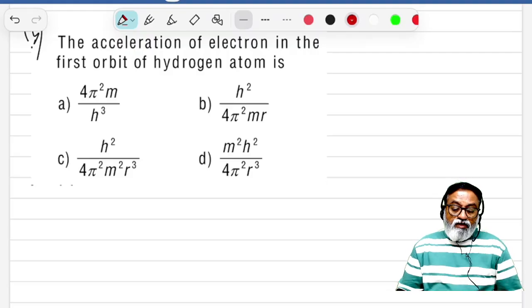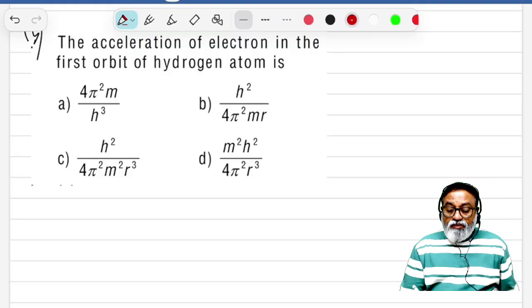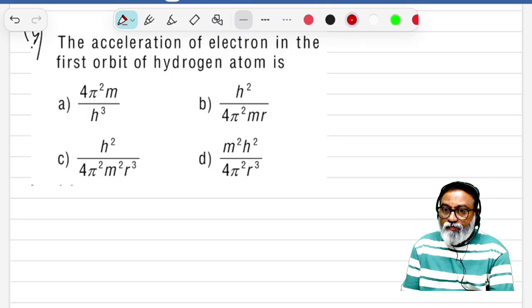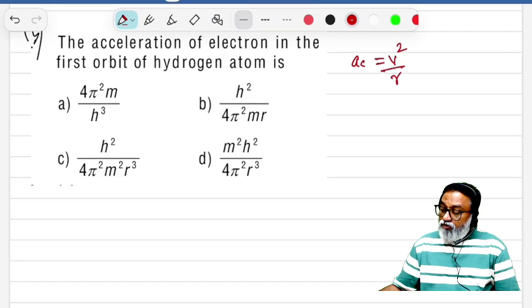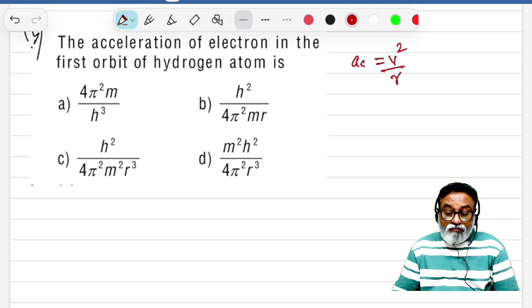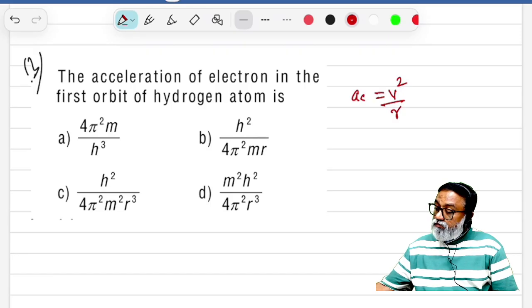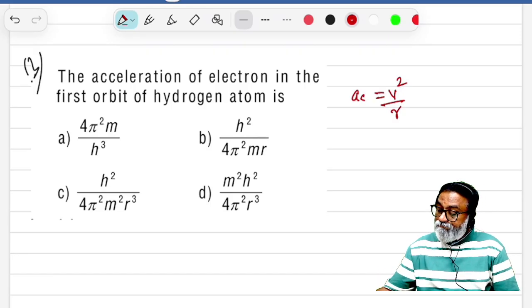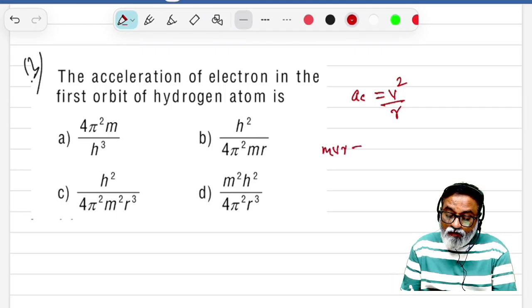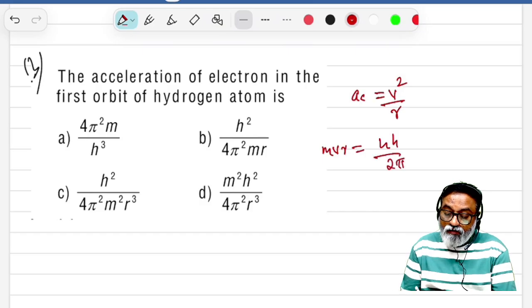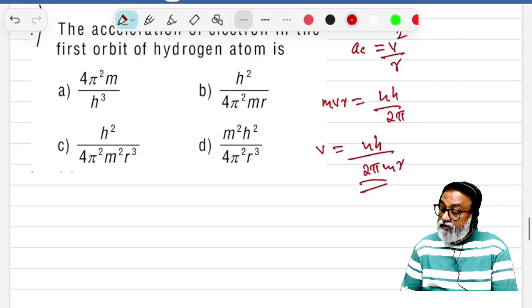The acceleration of electron in first orbit of hydrogen atom. See here, electrons are revolving in a circular path. Acceleration means centripetal acceleration, that is V square by R. Here we have to find out V. Therefore, MVR is equal to NH by 2 pi. From this, V is equal to NH by 2 pi mr. This is the velocity.